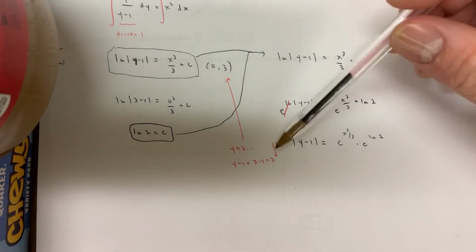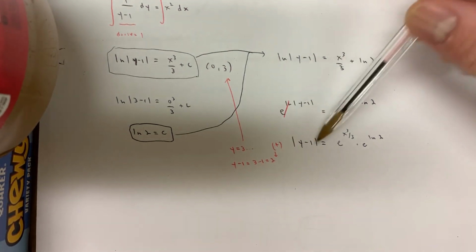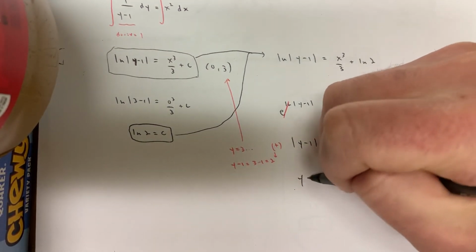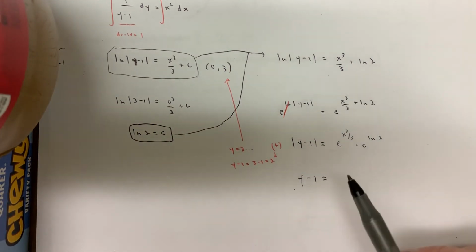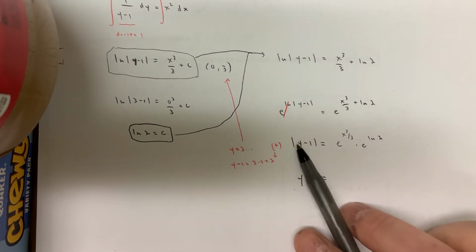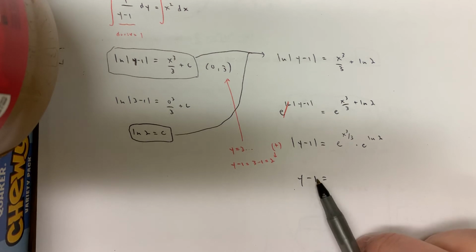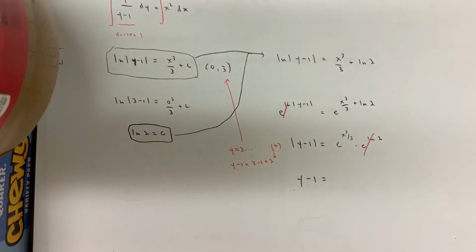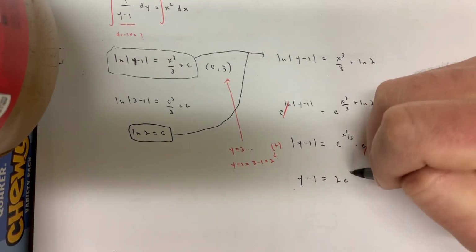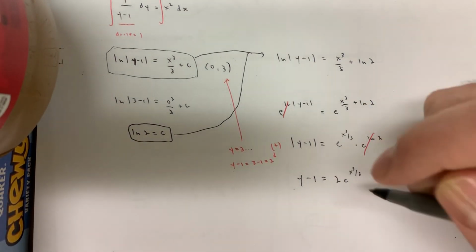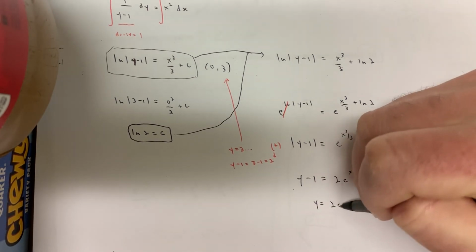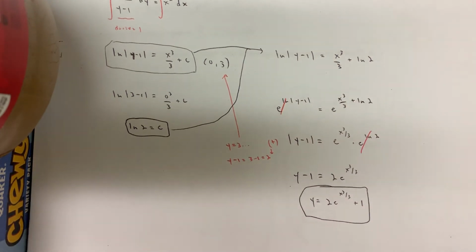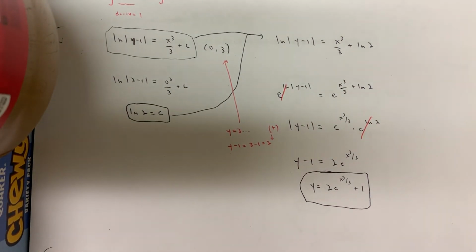But right now, if y is equal to 3, 3 minus 1 is equal to 2, and 2 is a positive number. To take the absolute value of a positive number, you could just drop the absolute value sign. But if you got a negative number in here when you plugged in that initial condition, you would have to make this negative y plus 1. You'd have to negate the whole thing. This over here is equal to 2 e to the x cubed over 3. Okay, add 1 to both sides. y is equal to 2 e to the x cubed over 3 plus 1. And that's going to be our particular solution that we're looking for, okay?